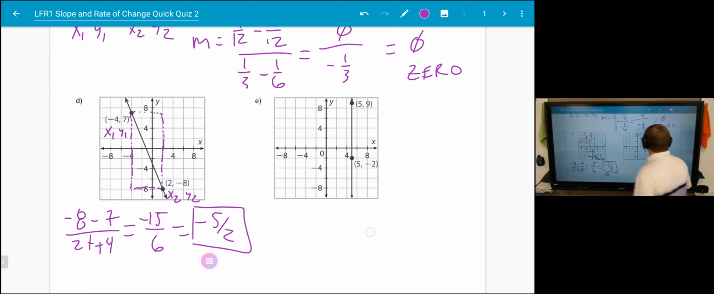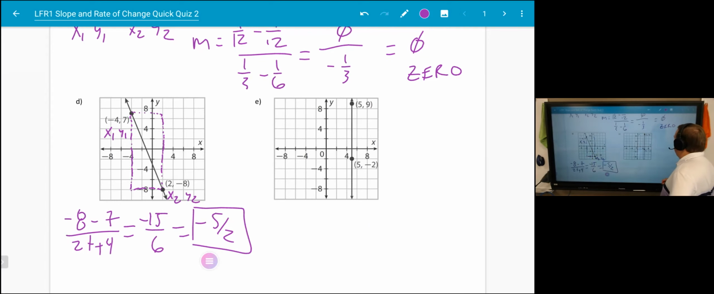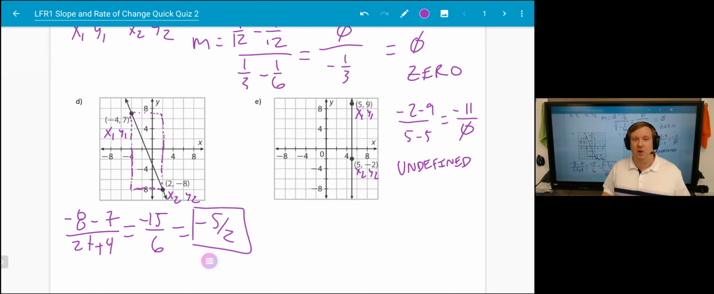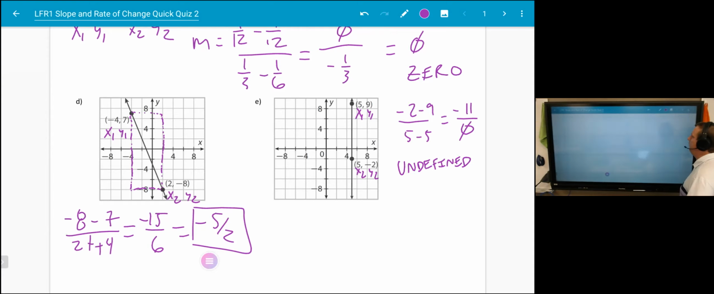Part E. Ooh, interesting. So if I did this, if I call this x1, y1, and x2, y2, this would be -2 minus 9 divided by 5 minus 5, -11 divided by 0. Anything divided by 0 in a fraction, if the 0 is on the bottom, this is undefined. You cannot divide by 0. Undefined. Now the other way, that's a vertical line. We know for a vertical line the slope is undefined. There you go. Fair enough. That could have been an answer, or a way to answer that one also.